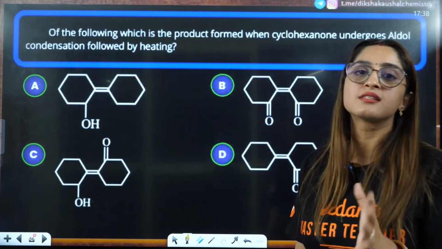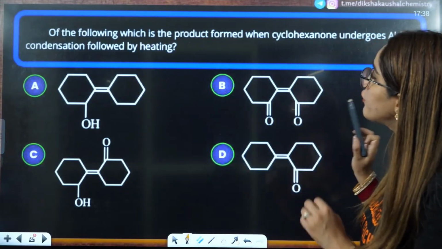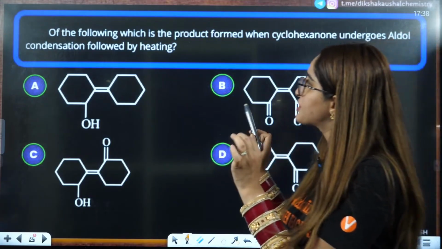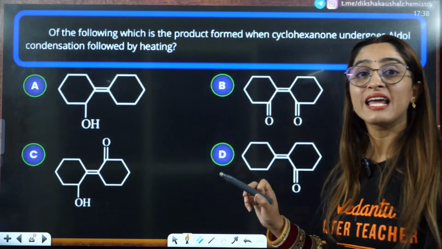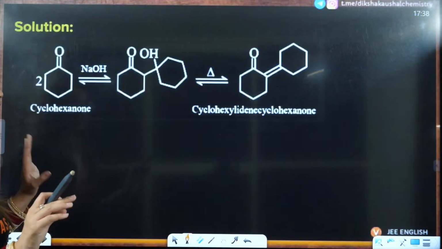That reaction with acetone is not possible, right? The next question is, out of the following, which is a product formed when cyclohexanol undergoes aldol condensation followed by heating? Cyclohexanol, aldol condensation. So there is a very simple route of aldol condensation.